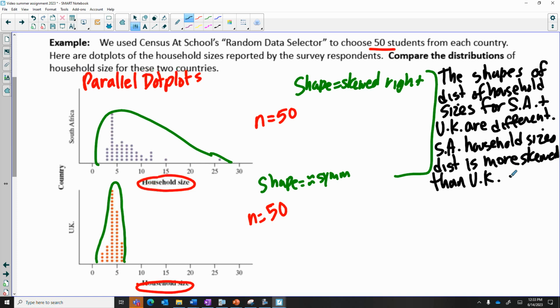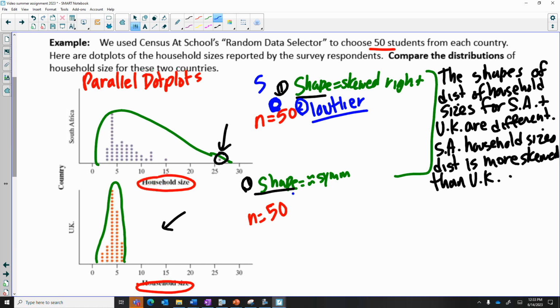Bullet point 1, S. Next one, we go to outliers. Are there any outliers for South Africa? I'm hoping you're saying yes, one that has a household size of about 26. Are there any outliers for UK? I'm hoping you're saying none. Okay, so that's the second bullet point. One outlier for the SO. This is O. One outlier for this one. No outliers. Okay, so we want to say that next.